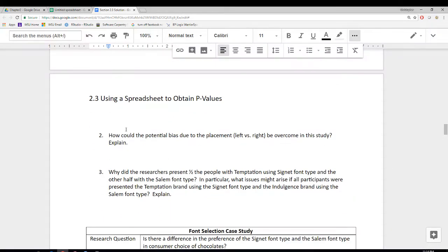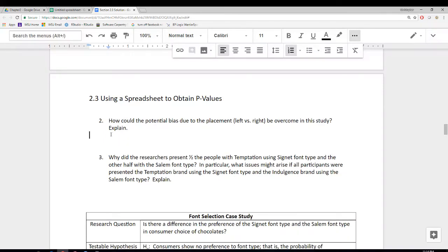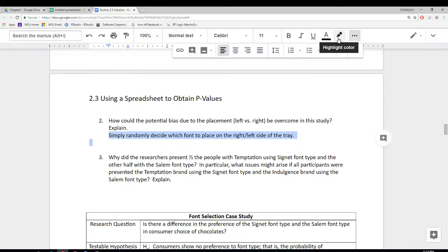How about the second question? Well, we already answered that one, I guess. That one's pretty straightforward. How can I alleviate this problem? We simply randomly decide which font to place on the right or left side of the tray. That'd be a simple way to alleviate that potential cause of bias, just randomize which one you put on the left and to the right.